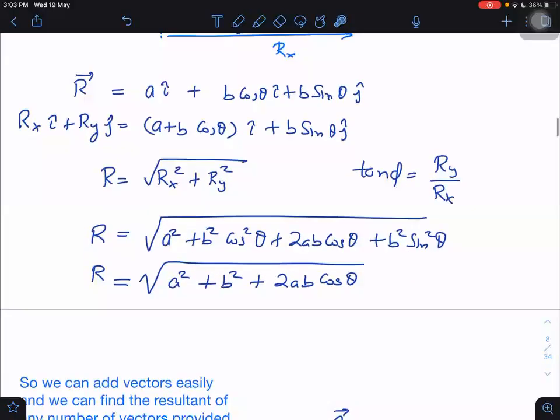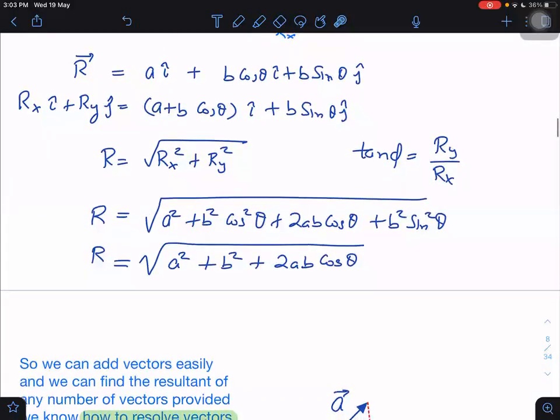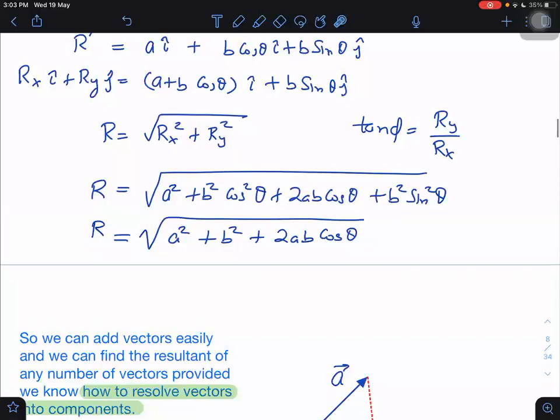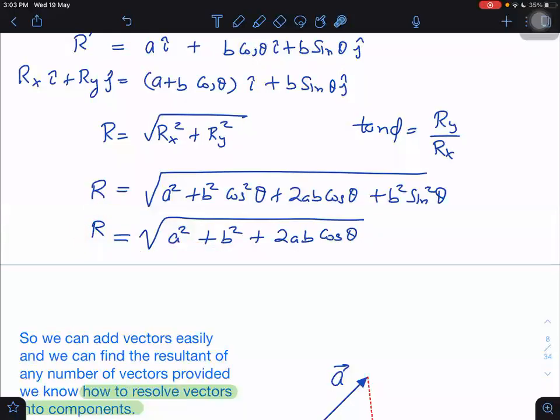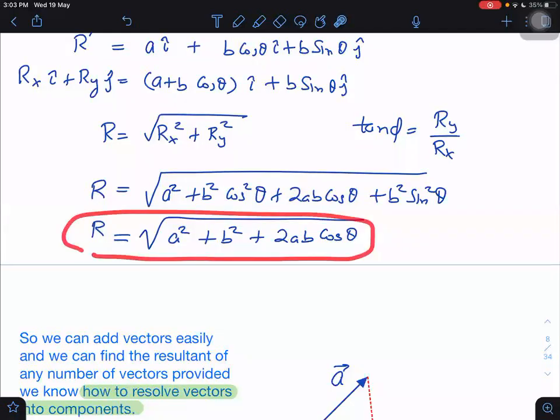You can find the resultant of any vectors, whether there are 2 in number or 3 in number or 4 in number. If I just remember this formula, it will not be of much use because it is applicable only for adding 2 vectors. What if somebody is asking me to add 3 vectors? If somebody is asking me to add 4 vectors, will this formula work? Obviously, this will not work then.